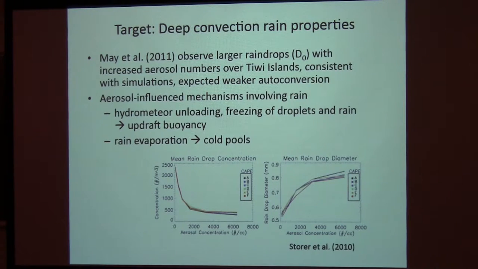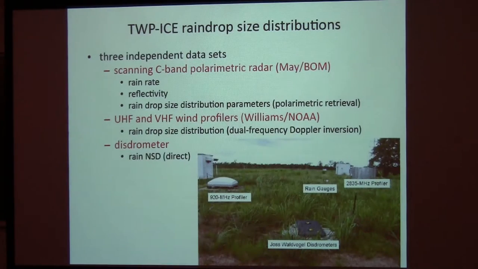So this is a nice direct aerosol effect, and in the TWP-ICE campaign we're in the tropics where we have an active warm rain process. What we're interested in doing is constraining a simulation where we have the aerosols, we're predicting the cloud droplets, and we're predicting the rain. Does our rain look right? We have three independent data sets to do this. We have the scanning C-band polarimetric radar, which gets rain rate, reflectivity, and raindrop size distribution parameters.